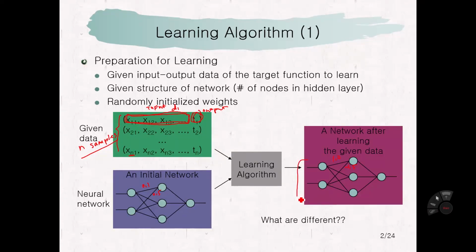If you give D1 here, then this neural network will answer T1. Why? It memorized all the training data. If you give D2, then the neural network will answer T2. It's wonderful, right? And if you give Dn as input, then the neural network will answer Tn.